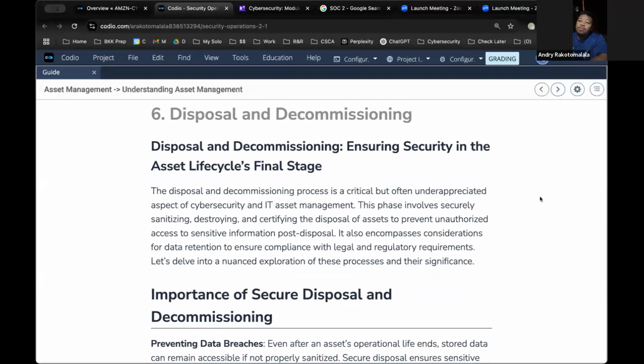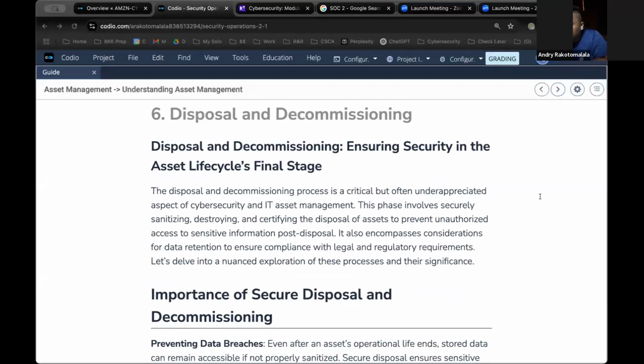Okay, now when it comes to disposal and decommissioning, there are a couple things we need to know. The definition of disposal is essentially the final stage in the IT asset lifecycle, and its entire goal is to securely retire hardware and software so that it's no longer in use. That's the entire goal.